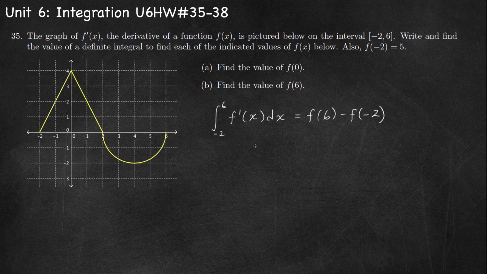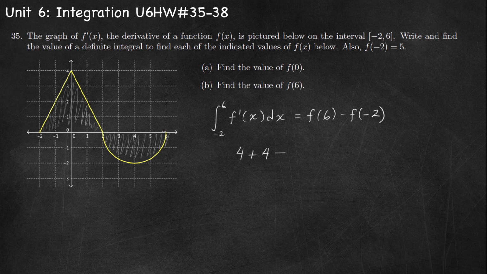On the left, that integral is the area under f prime on the interval from -2 to 6. Now we have some positive area, some negative area, so we'll keep that in mind. But from -2 to 0, we already saw that area was 4. From 0 to 2, that area is also 4. So we have 4 plus 4 minus, because from 2 to 6, that area is below the x-axis, so that's going to be negative area.